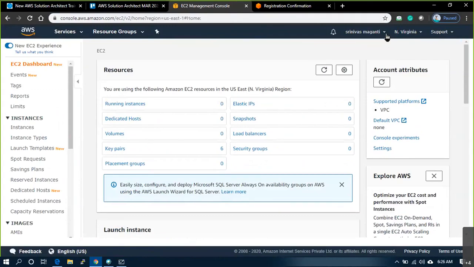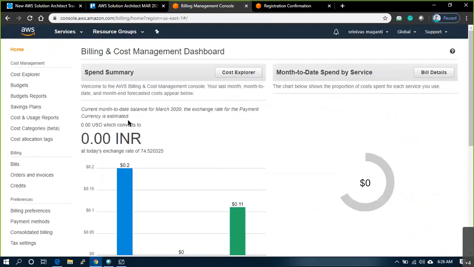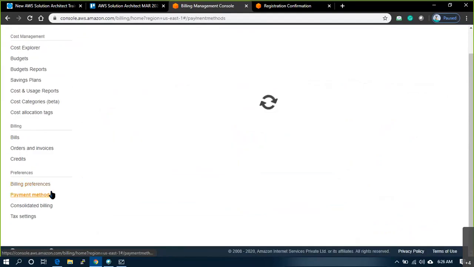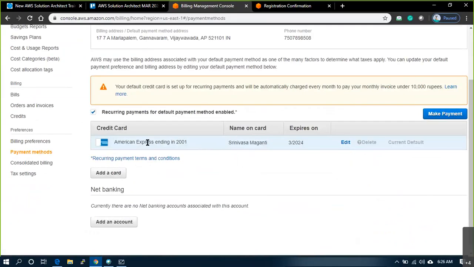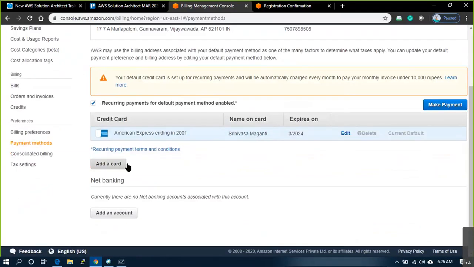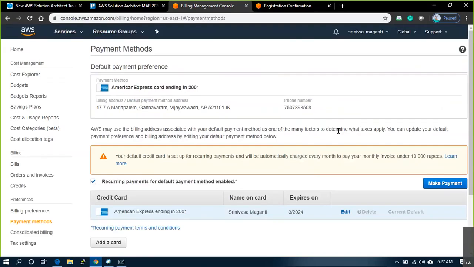If you go to the billing dashboard, billing preferences, set the billing method first of all. You need to add your card here. If you have a credit card, it's fine, or else put in your debit card, and it will deduct around 2 rupees and enable the free tier.